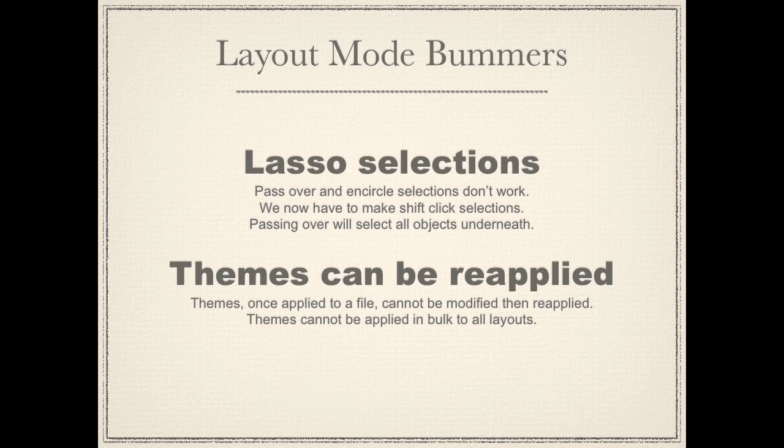And passing over will select all objects underneath. Also, one of the things that you may not get from any of the FileMaker marketing materials: themes cannot be reapplied. Once they are applied to a file, if you go in and decide to make custom changes to the theme underneath, they cannot be modified then reapplied. And also, themes cannot be applied in bulk to all layouts. You apply an individual theme to a given layout.